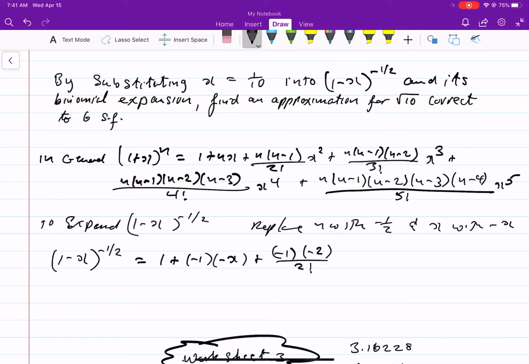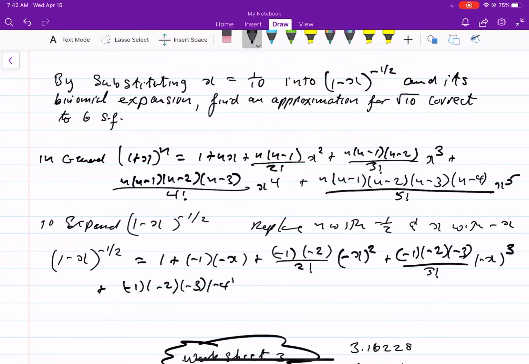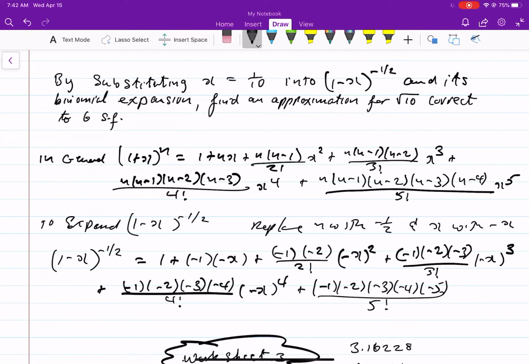Nothing in front. Minus 1 times minus 2 upon 2 factorial times minus x all squared, plus minus 1 times minus 2 times minus 3 upon 3 factorial times minus x all cubed, plus minus 1 times minus 2 times minus 3 times minus 4 upon 4 factorial times minus x to the 4th. And then plus minus 1 times minus 2 times minus 3 times minus 4 times minus 5 upon 5 factorial times minus x to the 5th.